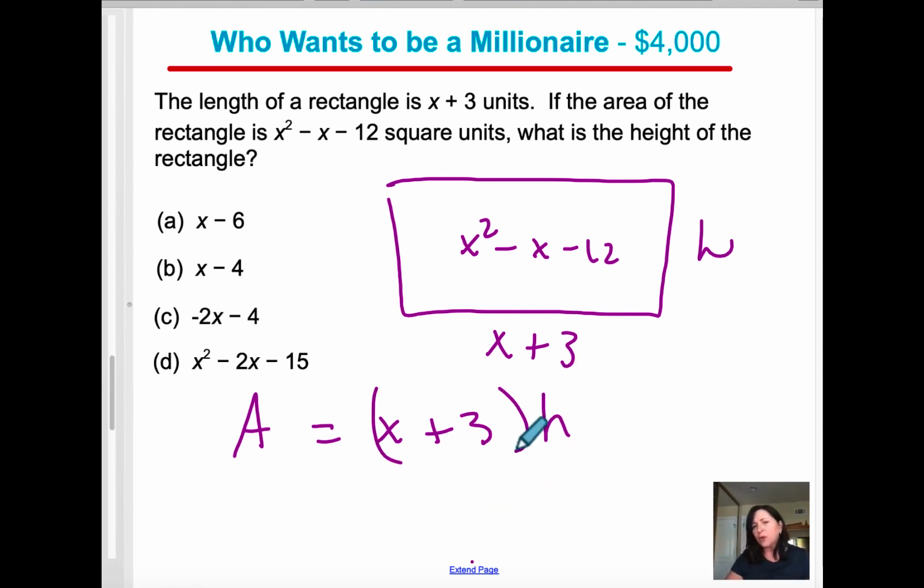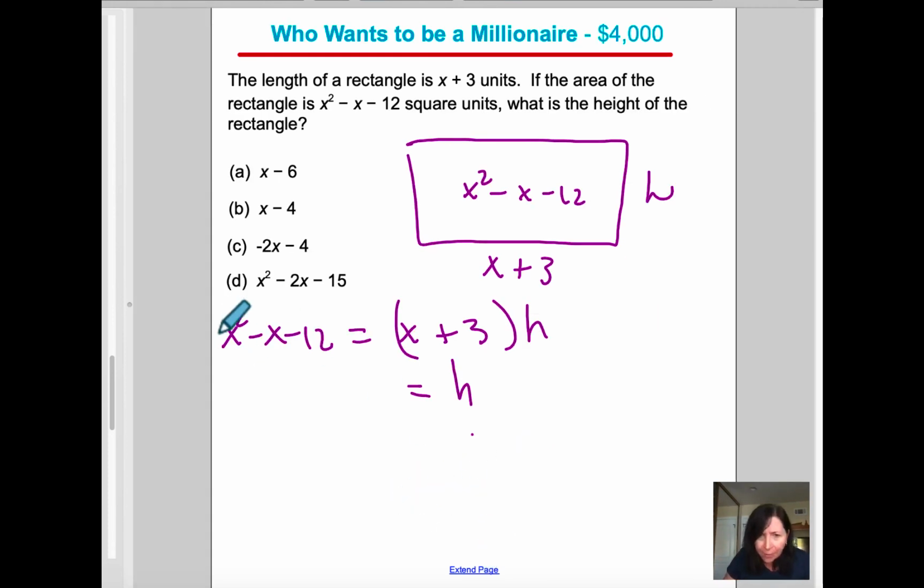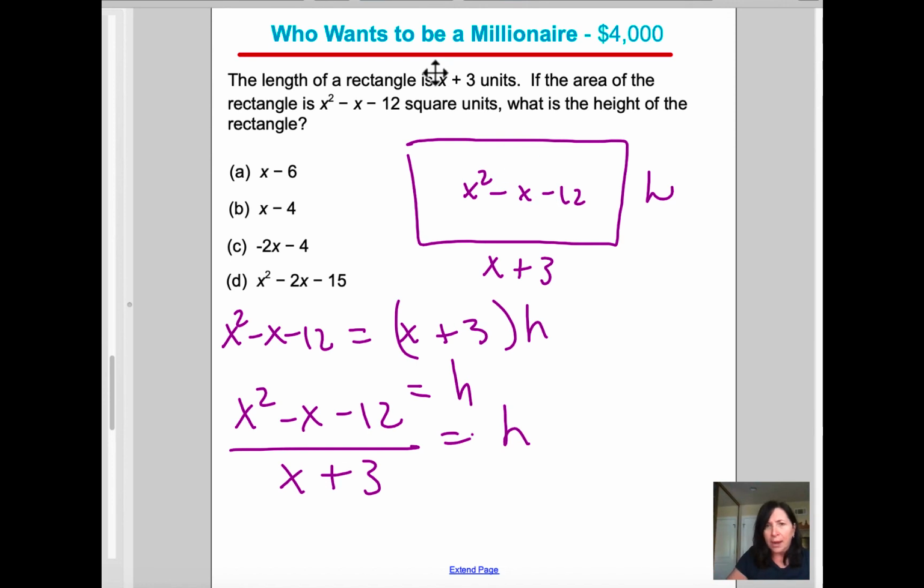And I also actually know my area. So that means that I'm going to replace the area with this value, which is what they told me was my area. So x squared minus x minus 12. So in order to solve for the height, I'm going to take this value, x squared minus x minus 12, and divide that by x plus 3. And that's going to equal my height.